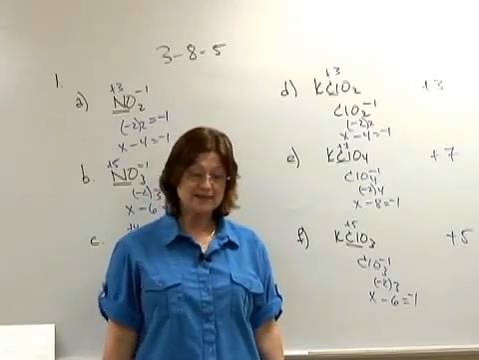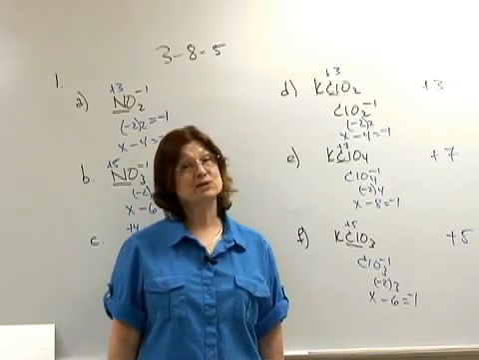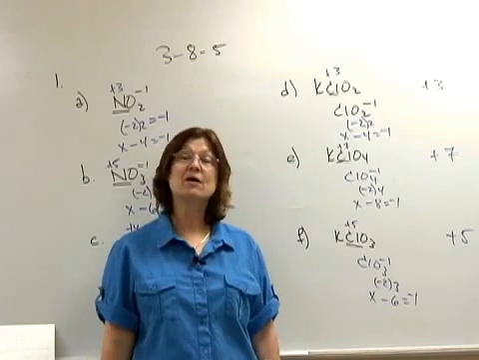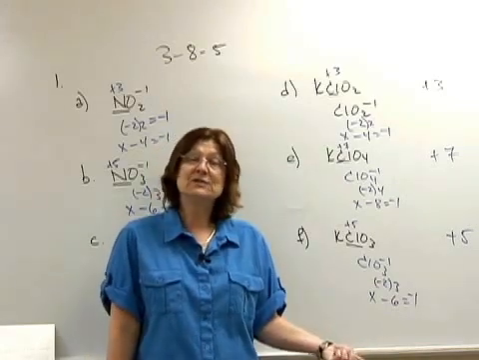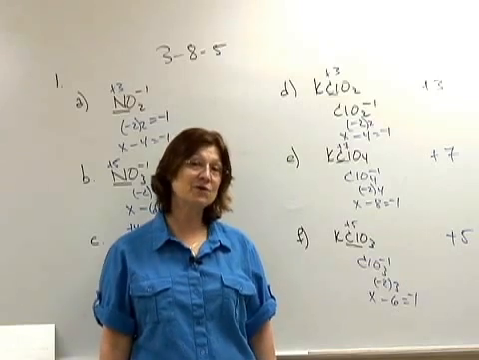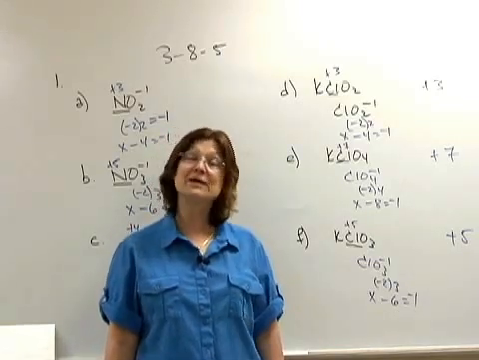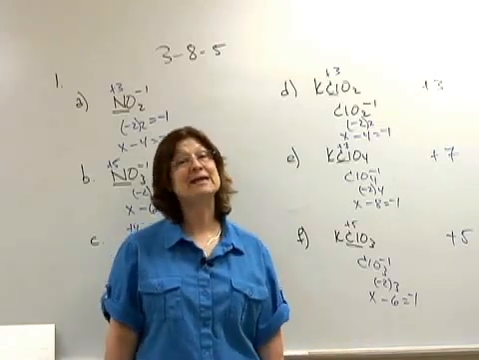Now, number 2 asked, what is oxidation and reduction? Well, oxidation and reduction are reactions where one substance gains electrons and one substance loses electrons. Therefore, there is a transfer of electrons. And that's different from whatever we've done before because we always had the charges staying the same.